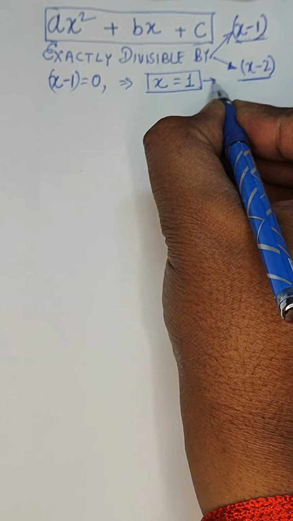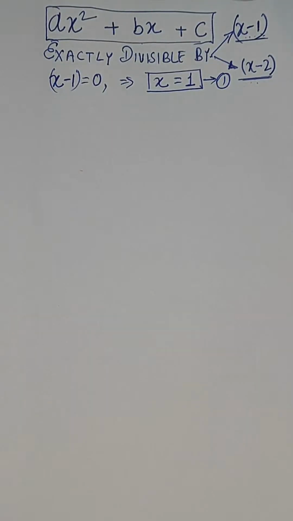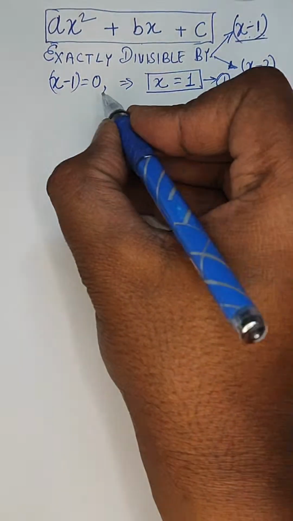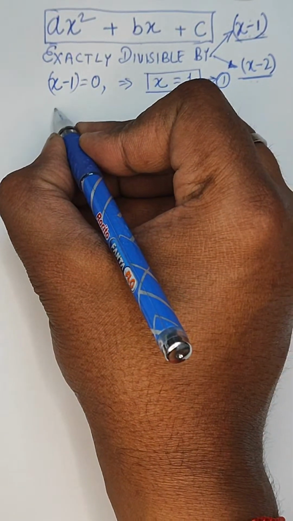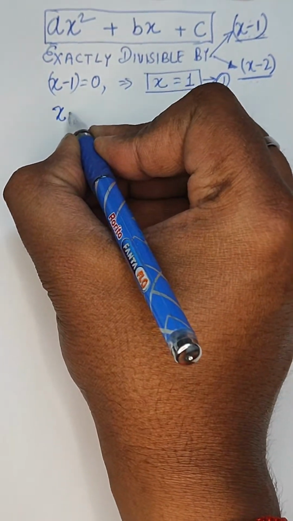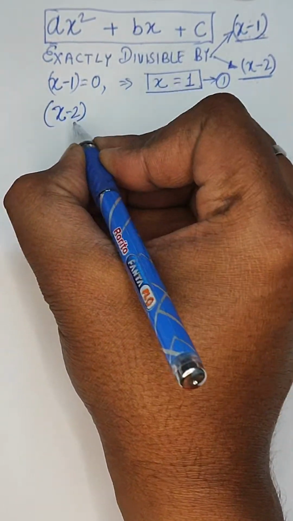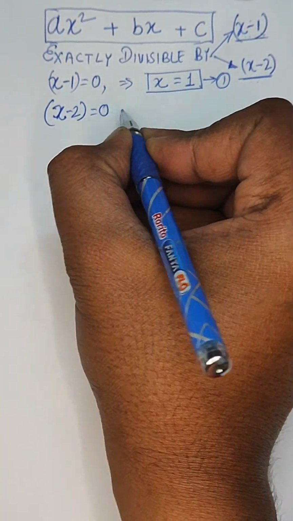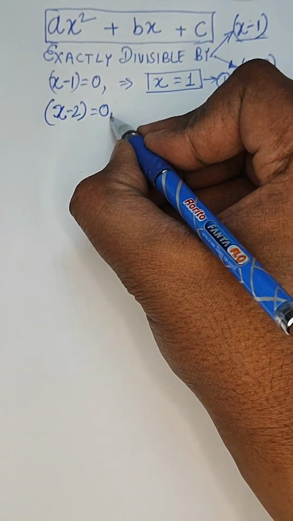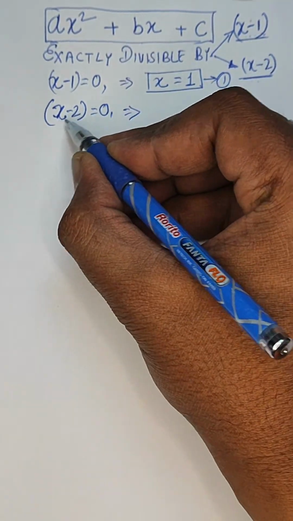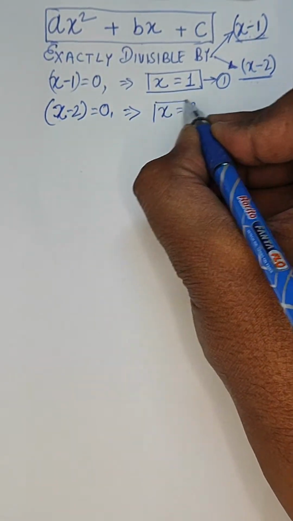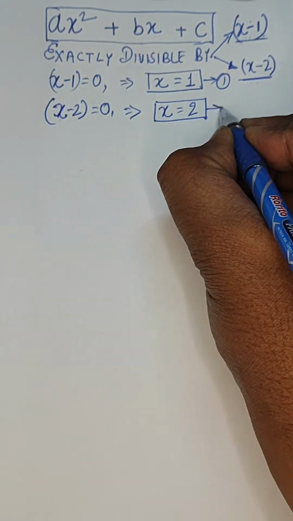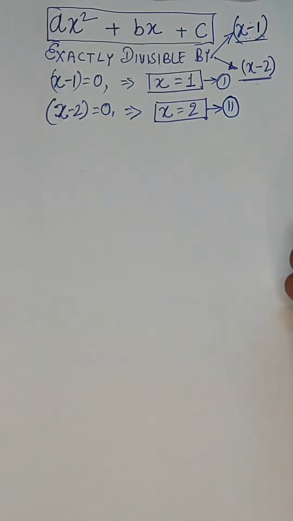Let us say this is the first value of x. After that, the second factor is x minus 2, and when it is equated to 0, this gives you the value of x as equal to 2. This is the second value of x, my dear friends.